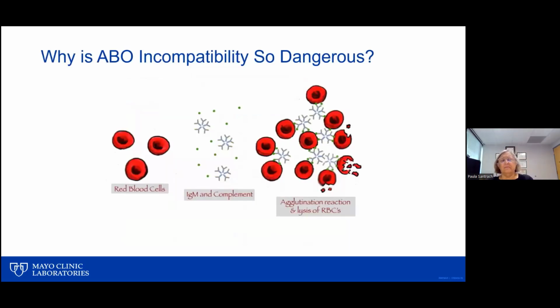So why is ABO incompatibility so dangerous? Well, the issue is that those anti-A and anti-B antibodies are pentamers, and when they see red cells that have the antigen these antibodies are directed toward, they will bind to those red cells. These red cells get clumped, and when this happens, they will activate complement. As the complement cascade proceeds, it results in lysis of the red cells and release of the contents of the red cells into the circulation.